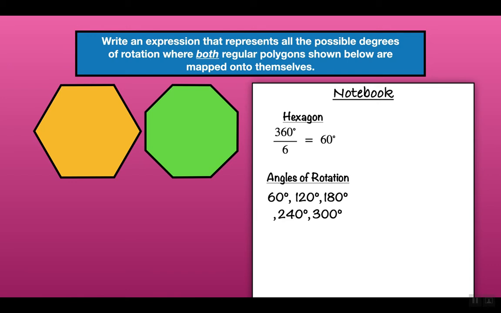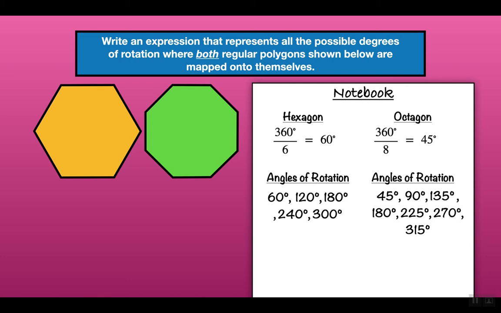Now let's do the same thing for the octagon. We've already done it in the previous two questions, so you should know by now. You just divide 360 by 8, and that tells us that the angle of rotation is 45 degrees, and the list of all the angles of rotation less than 360 are those.